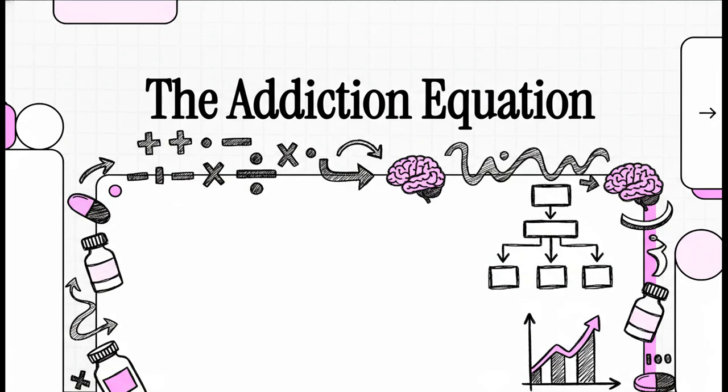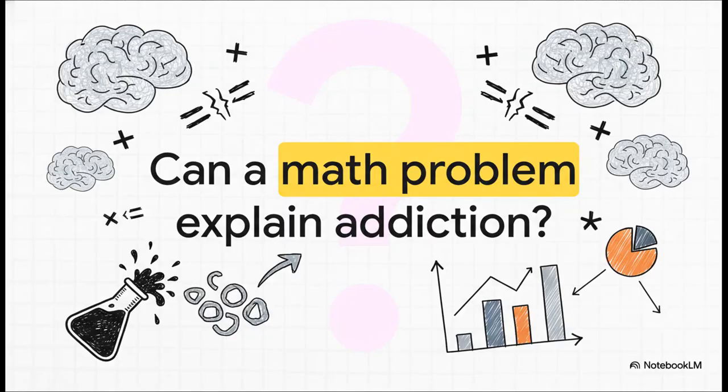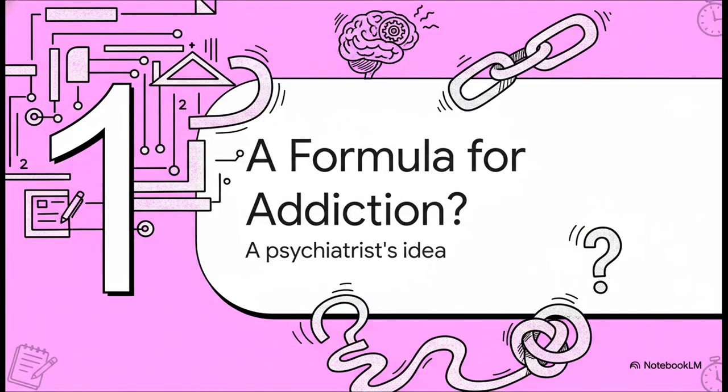Welcome to The Explainer. We're going to dive into a pretty wild idea today, one from a psychiatrist named Dr. Lambert Lowe. And it's this: what if you could understand addiction with a math formula? So let's just start with that really provocative question, right? Can a math problem, a simple equation, really explain something as messy and deeply human as addiction? Well, one psychiatrist is basically saying, yeah, it can.